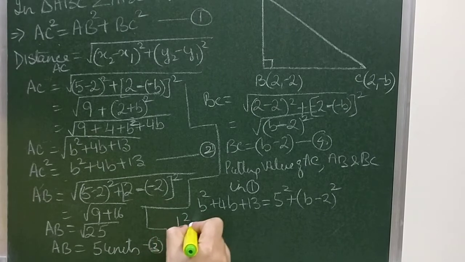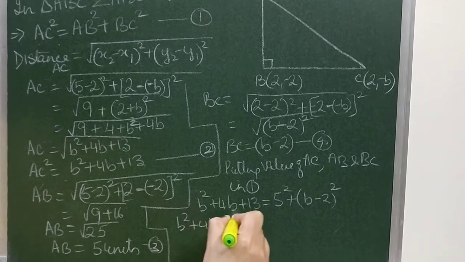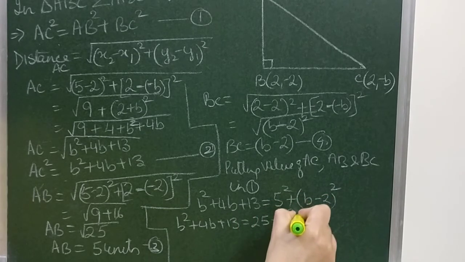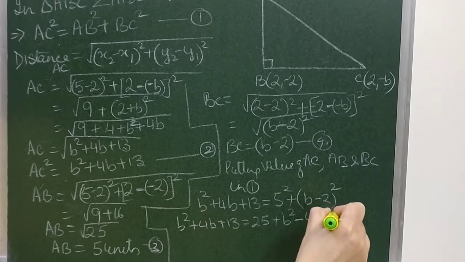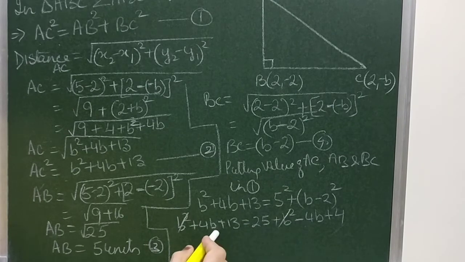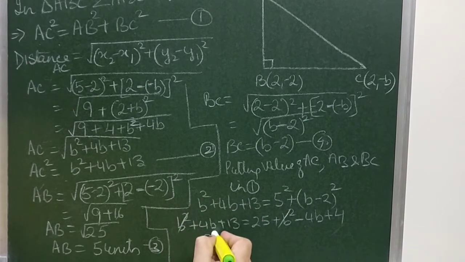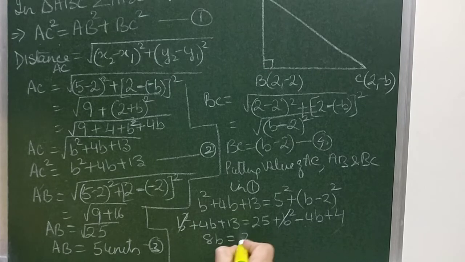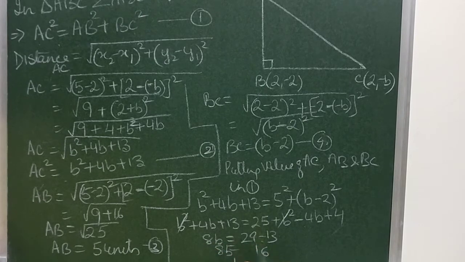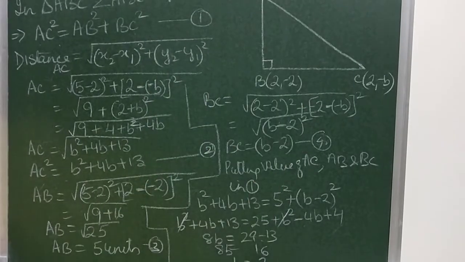b square plus 4b plus 13 is equal to 25, again b square minus 4b plus 4. So b square and b square cancelled. Minus 4b comes this side, it becomes 8b equals 25 plus 4 is 29 minus 13, that is 16. 8b equals 16, or b is 16 divided by 8, that is 2. So the value of b is 2.